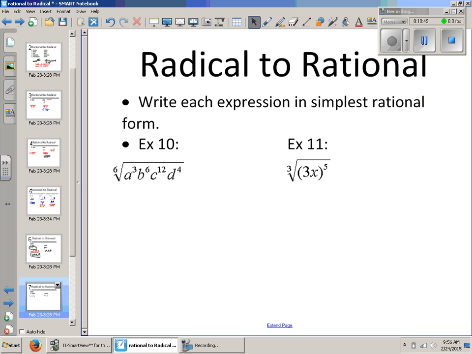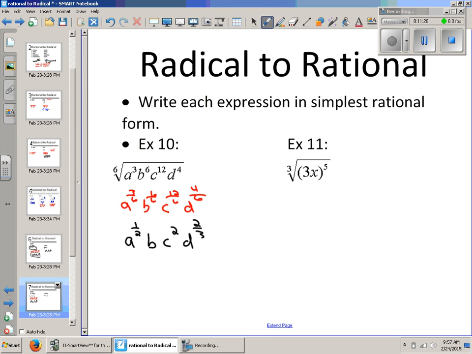Let's look at this next one. I have a to the 3/6, b to the 6/6, c to the 12/6, d to the 4/6. Let's go back and see if we can simplify it, and I believe we can. 3/6 becomes 1/2. 6/6 becomes 1, so b to the 1st. 12 divided by 6 is 2. And 4/6 becomes 2/3. Now go back and check your answer. When I'm going from radical to rational, I can have different denominators.